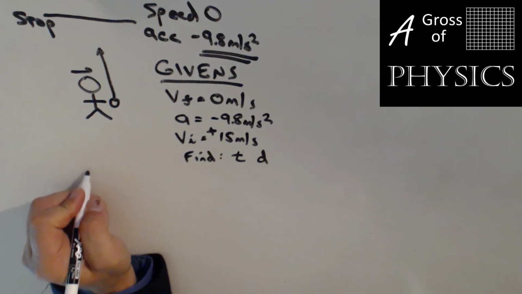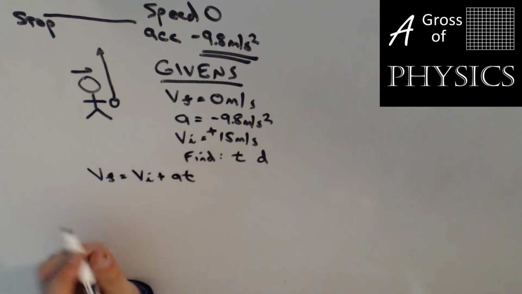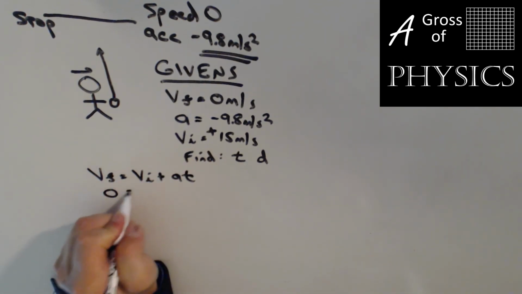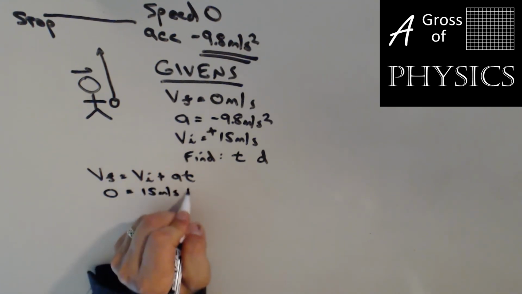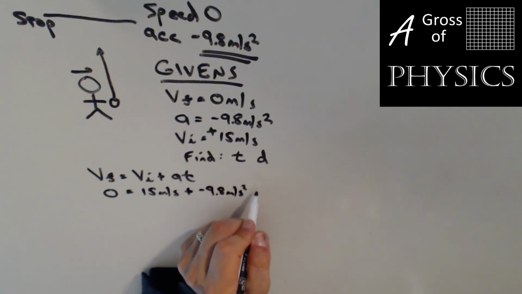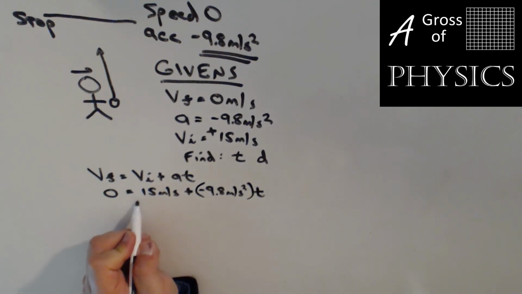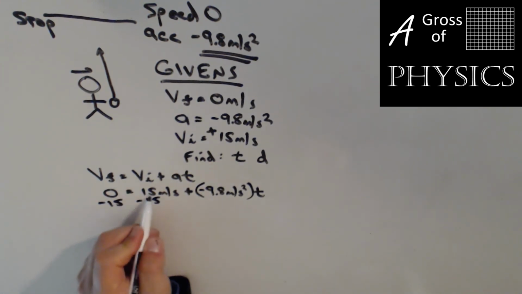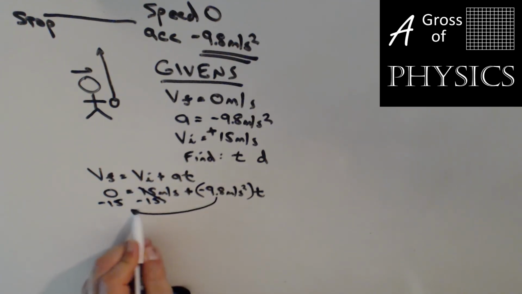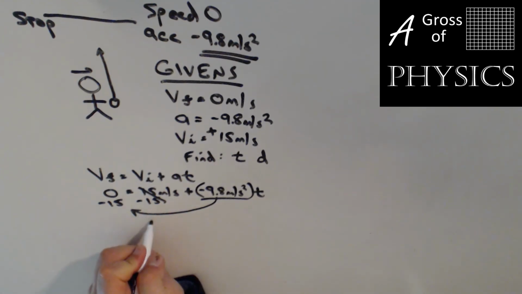I'm going to use equation 3. VF equals VI plus AT. VF is 0 equals 15 meters per second plus negative 9.8 meters per second squared times t. Put the negative 9.8 in parentheses. I'll subtract the 15 over, and then I'll divide by 9.8. So 15 divided by 9.8 gets me 1.53 seconds.